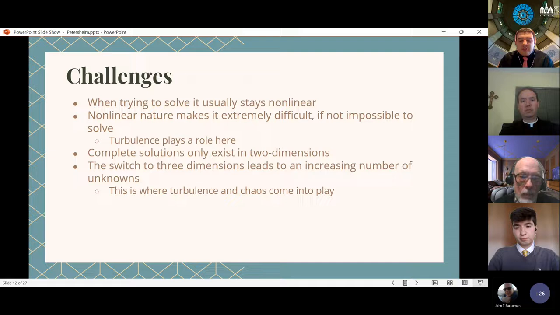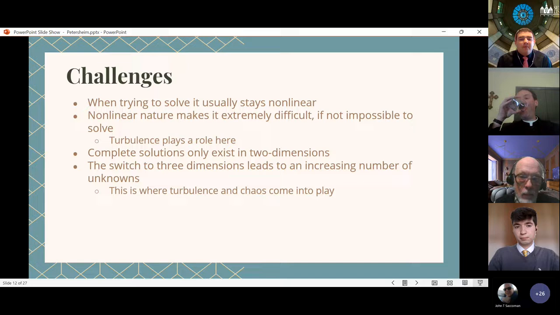So when solving problems with Navier-Stokes, it usually stays in the nonlinear form. And being in the nonlinear form makes it difficult to solve and at times impossible. This is where turbulence comes into play, and we'll go into that more later on. Currently, the only solutions we know from Navier-Stokes are those in two-dimensional space. When it switches into three-dimensional space, the number of unknowns increases dramatically, which leads to chaos and turbulence coming into play.